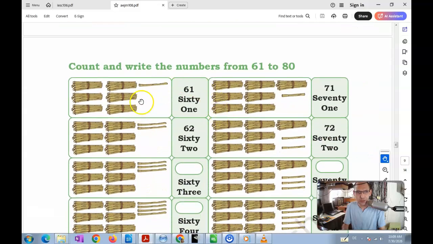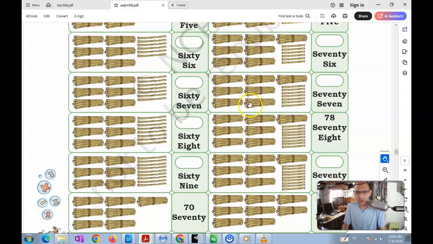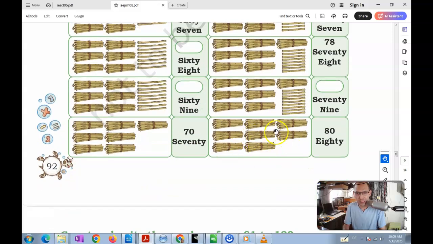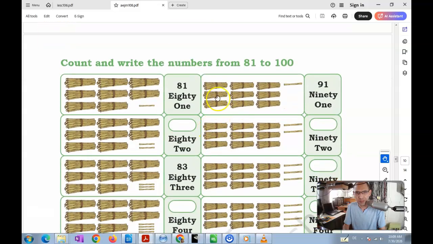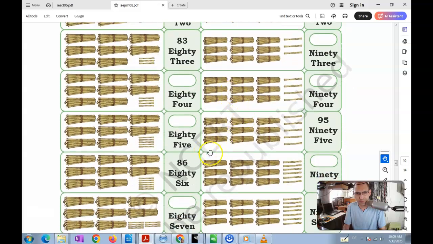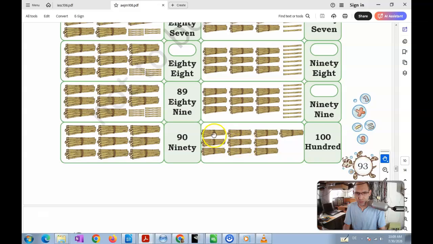Again, a 61 all the way up to 70 is going to be essentially the same, all the way up to 80. This is 70 and this is 80. So a 70 would be, for example, 7 groups of 10, and 80 would be 8 groups of 10. And then you can just simply keep going in the same direction, meaning that a 90 would be 9 groups of 10, and 100 would be 10 groups of 10.